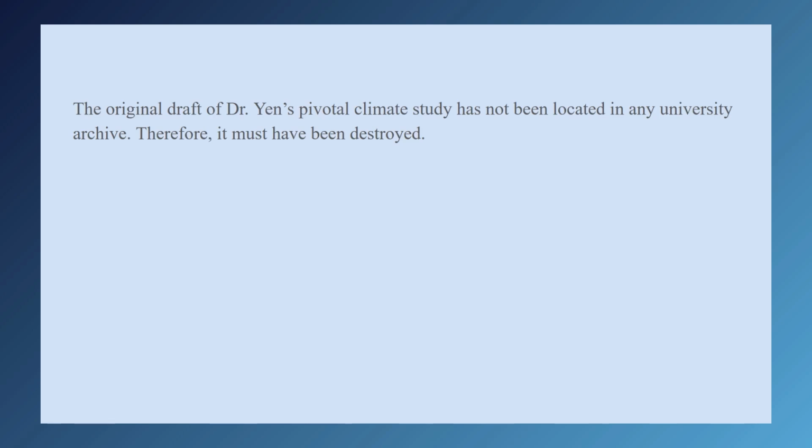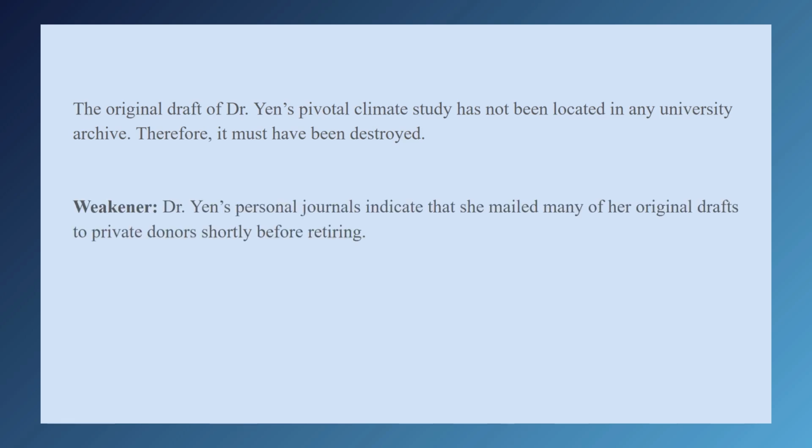That seems like kind of a jump. The argument assumes that there are only two possibilities: the document is in a university archive or it has been destroyed. I feel like there are a lot of other places a document could potentially be. So one way we could weaken this is by pointing that out.